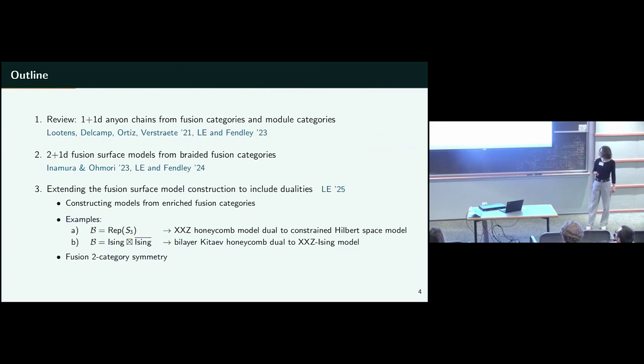Okay, so the plan for today will be to do a super brief recap of 1D and then talk about the fusion surface model construction in 2+1D. Give some examples for phase diagrams, and then mostly talk about these dualities, how we can construct these, and some examples. It turns out that the right mathematical framework for getting these dualities will be enriched fusion categories. So if you know what this means, then yeah.